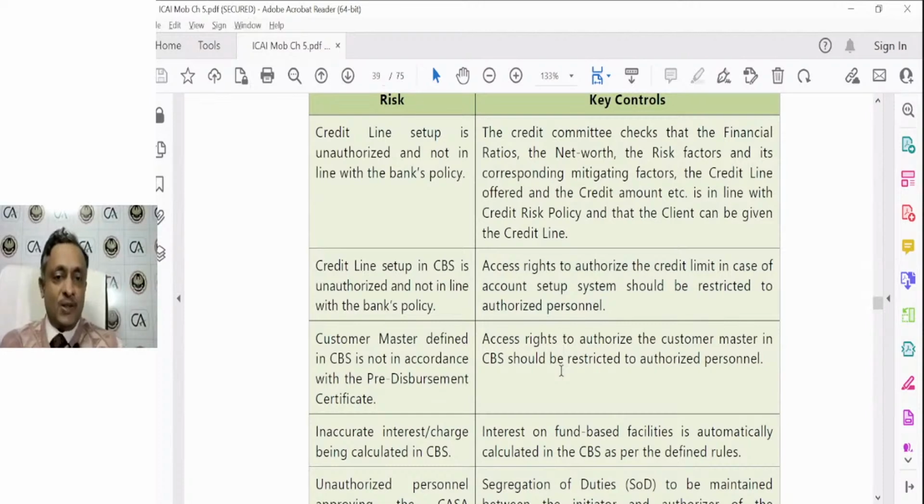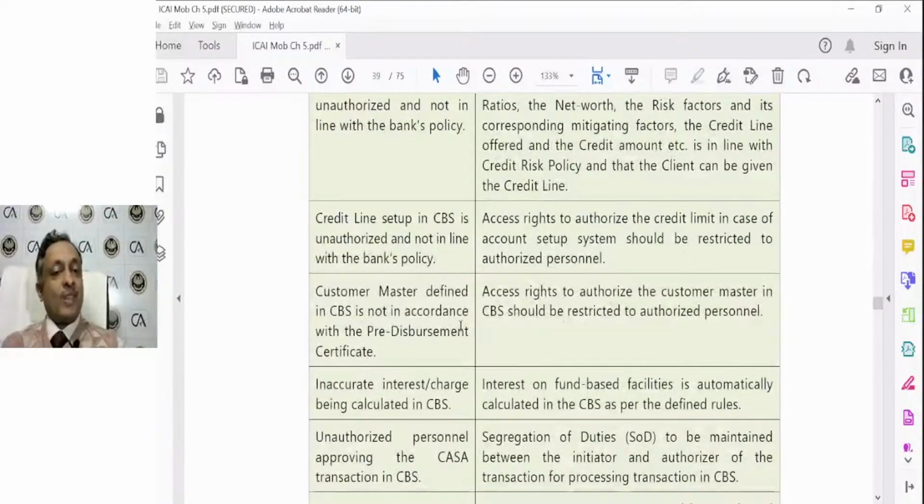Once you answer, we'll come back to this point. Then, customer master defined in core banking system is not in accordance with the pre-disbursement certificate. Now, again, please understand that the idea about disbursement is not relevant for a saving account, but much more relevant in terms of the whole banking that is being looked into.